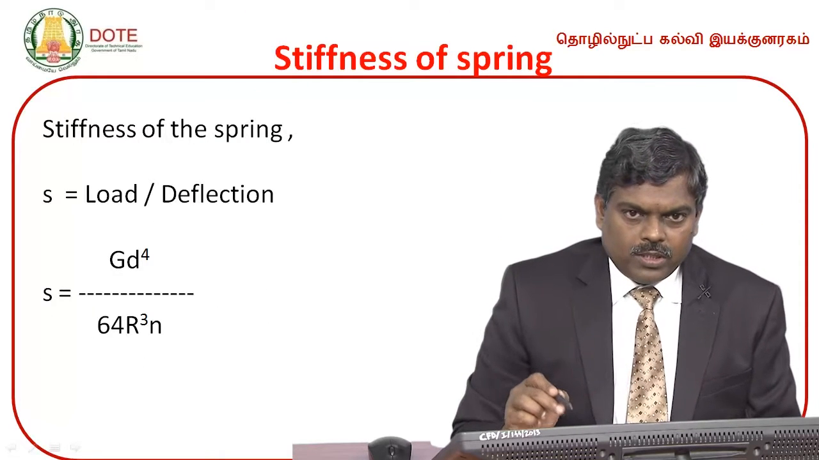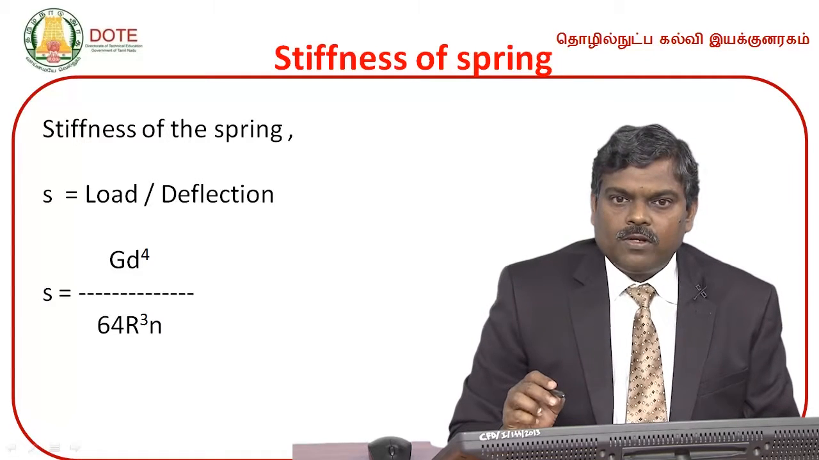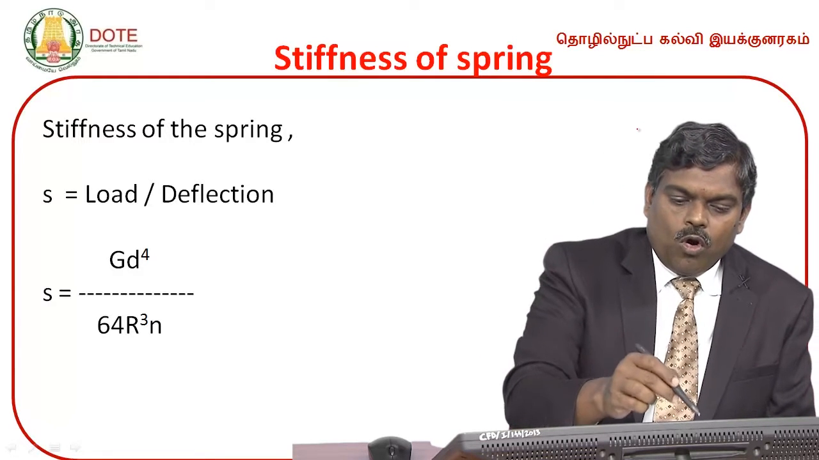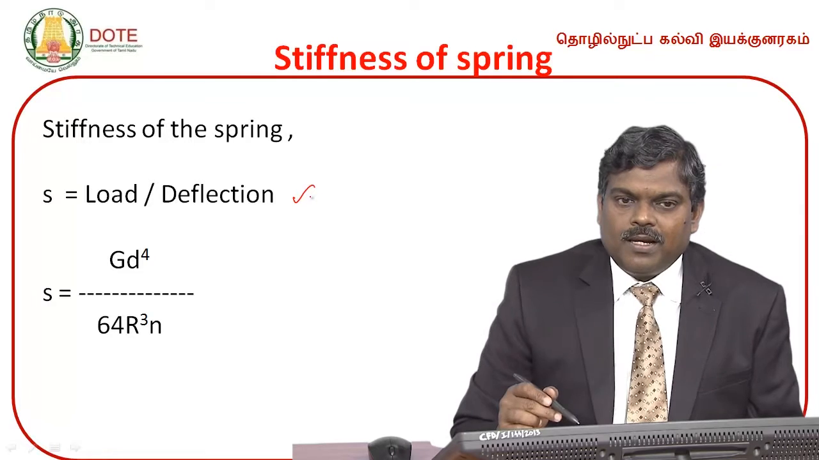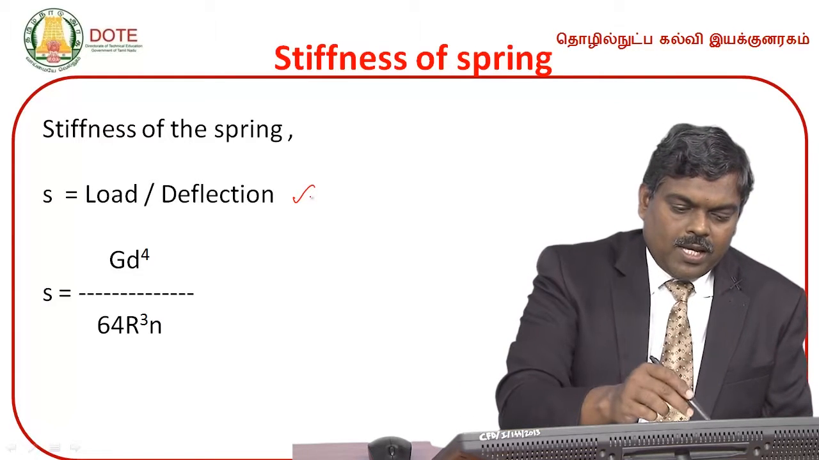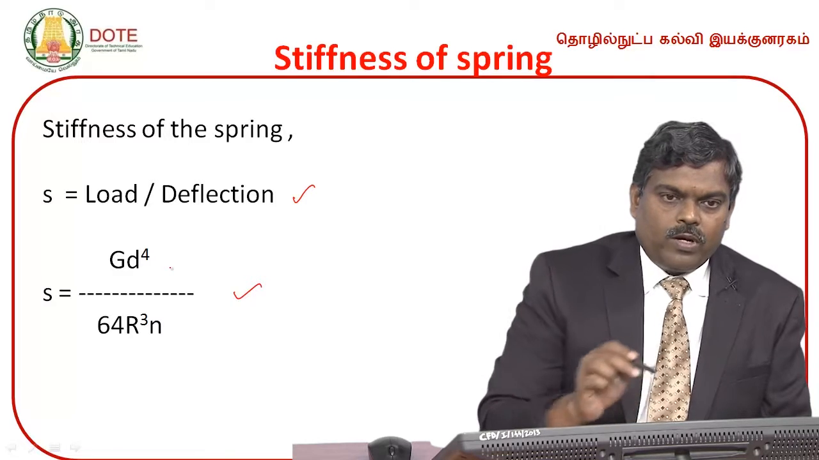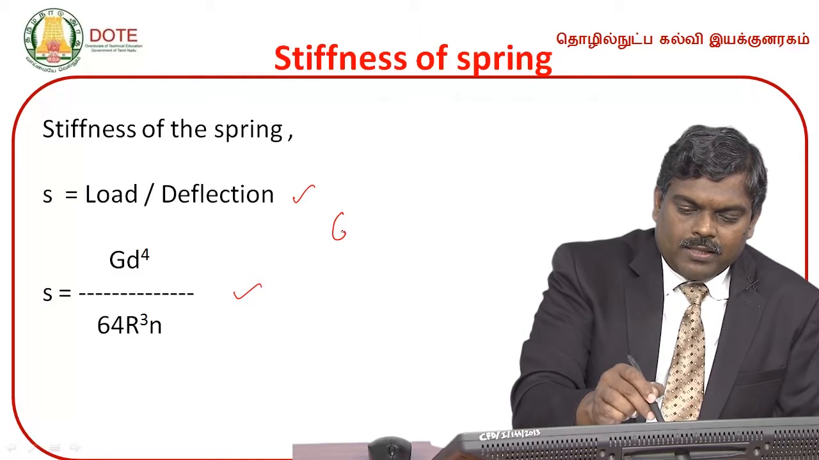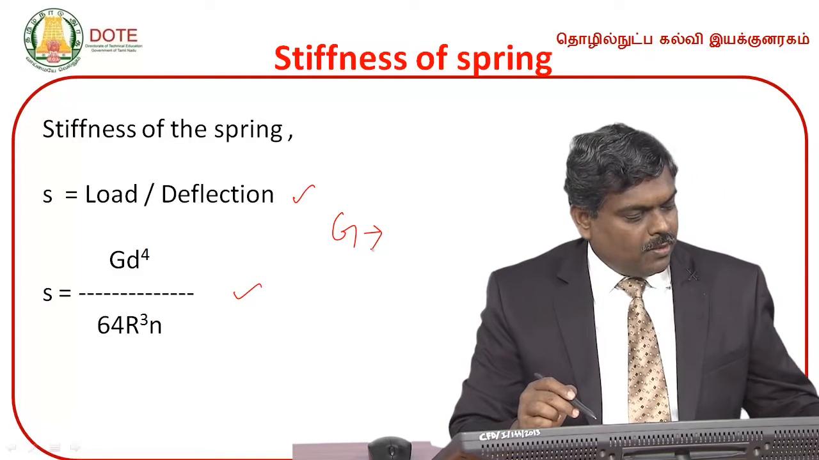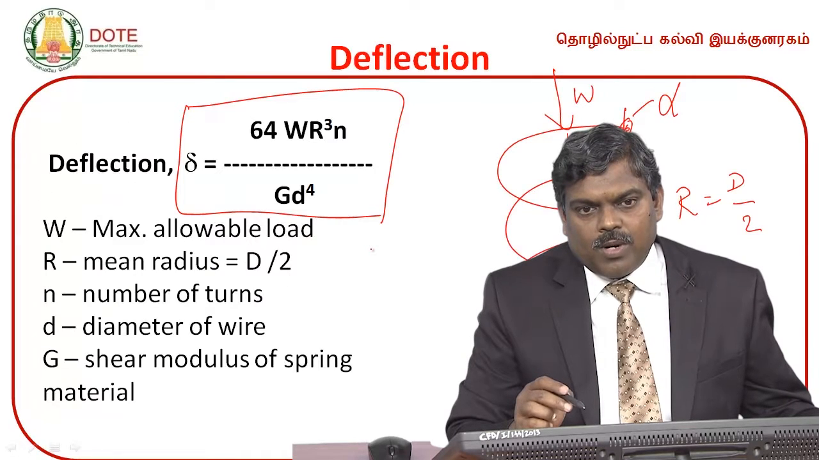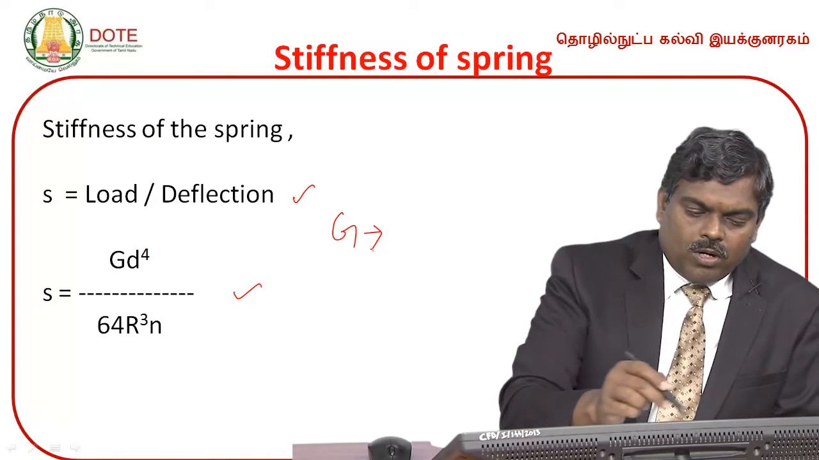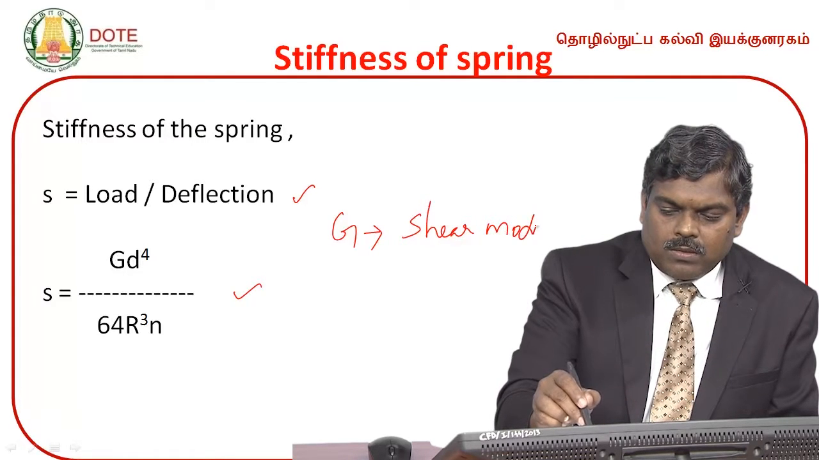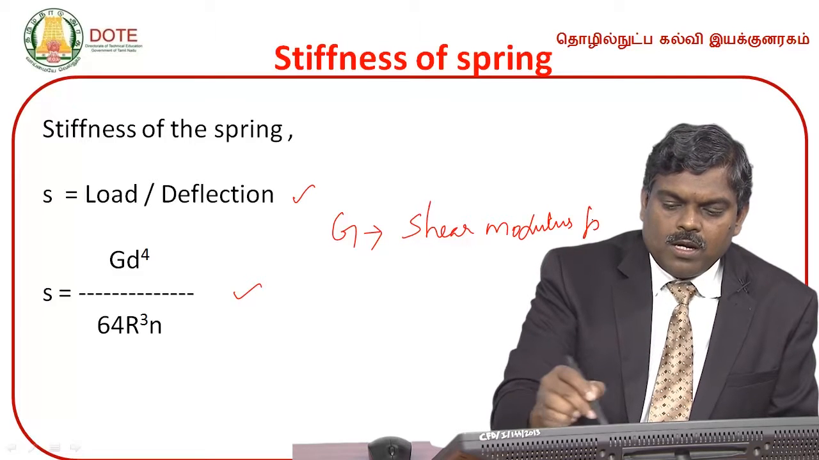Now we are going to see the important term, stiffness of spring. Stiffness of the spring is given by small s. This is equal to load by deflection, and it can be calculated using the formula S is equal to G d to the power 4 divided by 64 R cube N. We know that G is the shear modulus of the spring material.